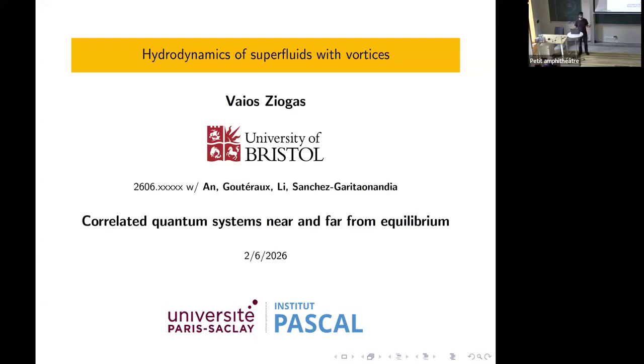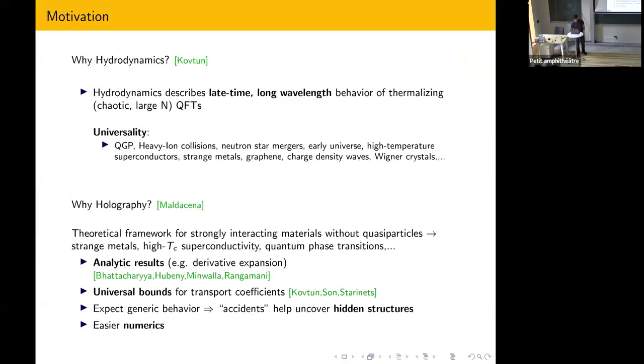Yeah, so it's going to be quite different from the previous talks, but I will also have some notes. Okay, so let me just first motivate the two sides, or the two approaches that we are going to use in order to study the system that we are interested in. So we are going to use holography and hydrodynamics.